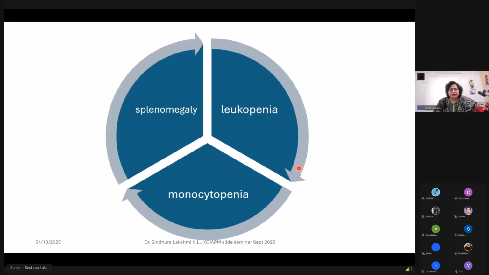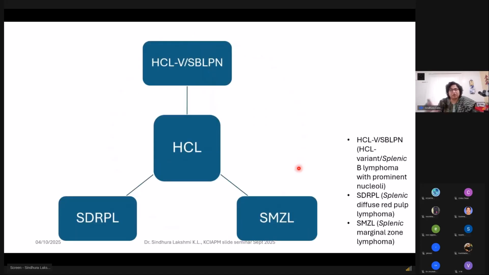Now, clinically, there is a triad: splenomegaly, leukopenia, and monocytopenia. However, when you get peripheral blood for routine cell counting, you may see monocytosis on the cell counter data. So we'll come to that. Now, as I said, first we'll do the morphology and then come back to the scatterogram in cell counters.